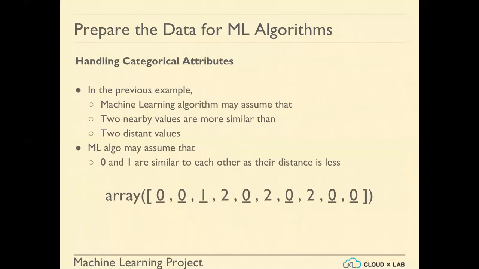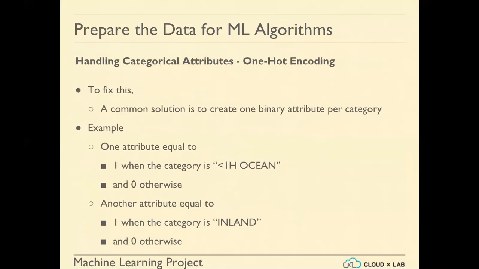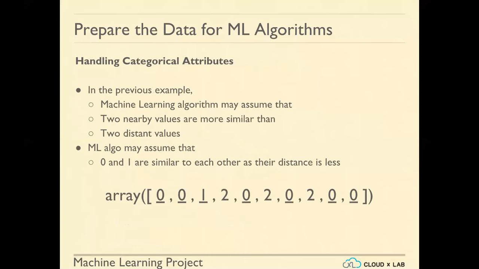All right, so this is how it'll look like. In the previous example, whatever we are doing, a machine learning algorithm may assume that two nearby values are more similar than two distant values. Because when you are converting something into numbers, it'll think that the values it has given to the first two, the one which has 0 and 1, are closer than 0 and 2. Giving the numbers this way may not solve the problem because they do not have a strict order between them.